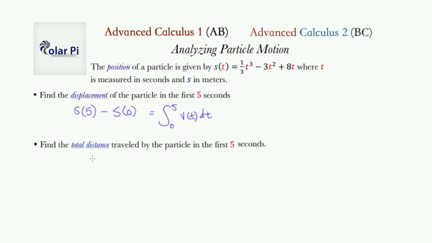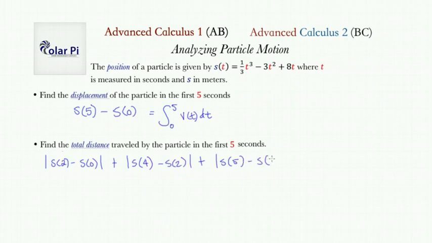Now, total distance, however, is a little bit more thinking and a little bit more work, and this is how exactly. So we'd answer total distance in this question in the first 5 seconds by writing the following. We'd have to do absolute value of s of 2 minus s of 0, and then plus s of 4 minus s of 2, and then plus s of 5 minus s of 4.